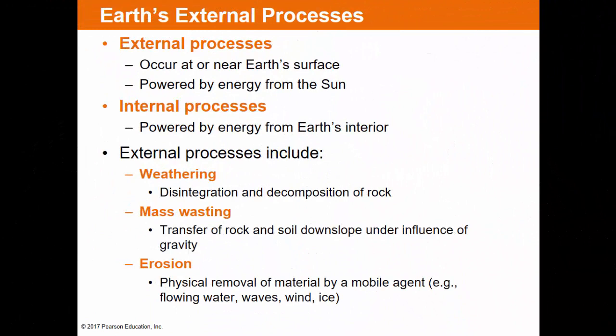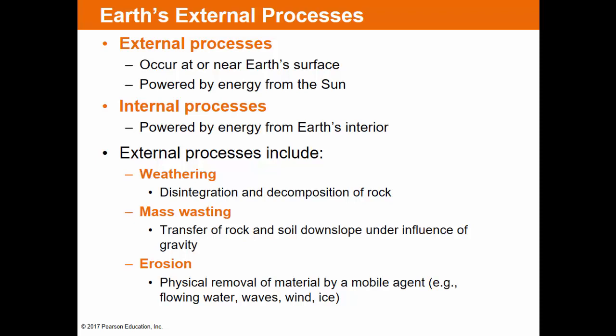Often in this course, we will start by defining the types of processes in play and what's powering those processes. If you recall, we have two types in earth science: our external processes that occur at or near the Earth's surface, typically powered from the sun's energy, and then internal processes that are powered from the energy from the Earth's interior, whether it's the leftover heat from the formation of the Earth or heat from radioactive decay.